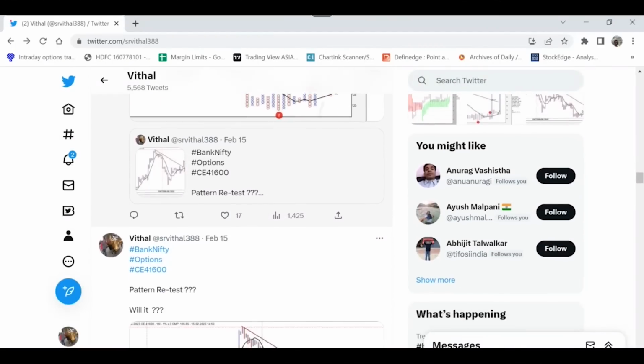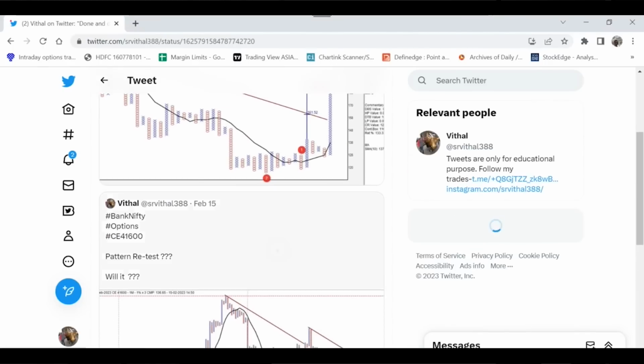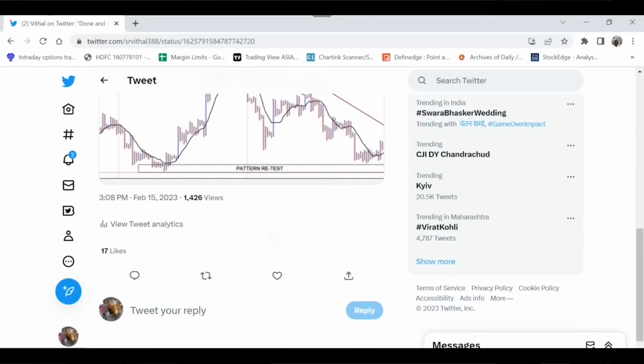Again, this was a 15th Feb trade. The time was somewhere around 3:08. So 2:53 to 3:08, it was a 10-minute trade. One thing I would definitely like to add is that I try to trade more lots when the straddle is also bullish. That is a very interesting thing.